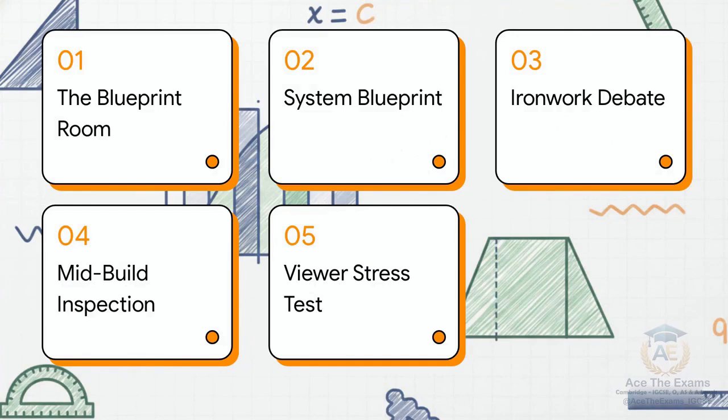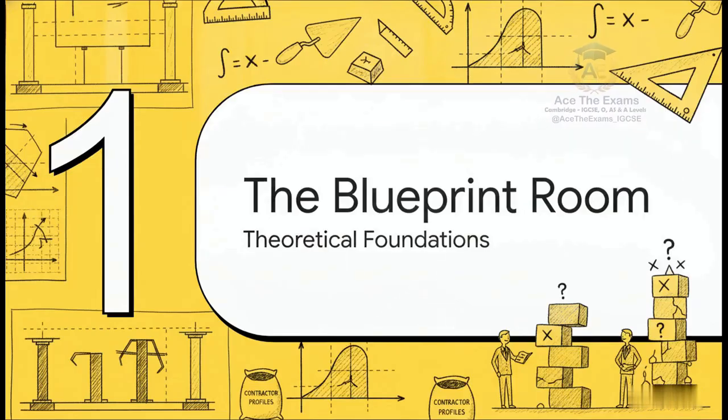To secure those marks, we are going to follow this strict industrial blueprint today. We'll start in the blueprint room, move on to reading the system blueprint, listen in on the ironwork peer debate, conduct a mid-build inspection, and wrap up with the viewer rebar stress test. Let's kick things off with Section 1, the blueprint room.